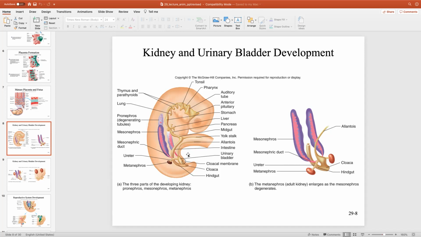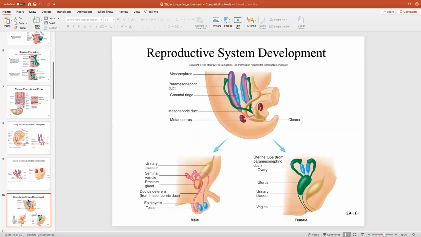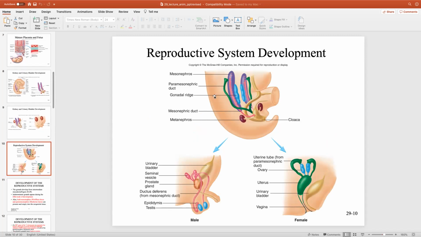So we need to find out, wait, we have testes. Well, we want one set of ducts to continue to grow, and the other set of ducts to die off. So in order to understand this, we're going to figure out what the mesonephric and paramesonephric ducts are. Let me take a look, and I have better ones right here. So you have two sets of ducts: one, the mesonephric, the other one, the paramesonephric.